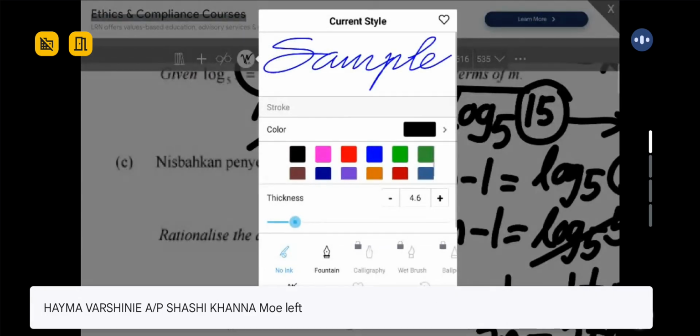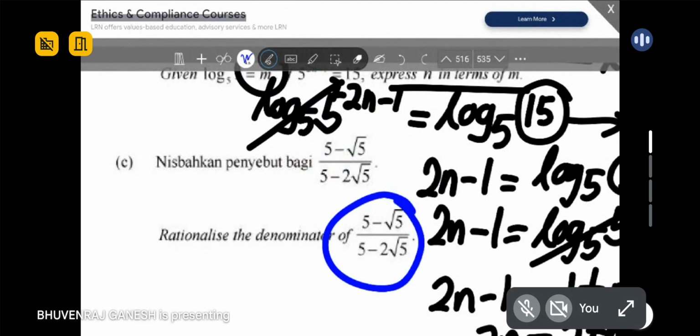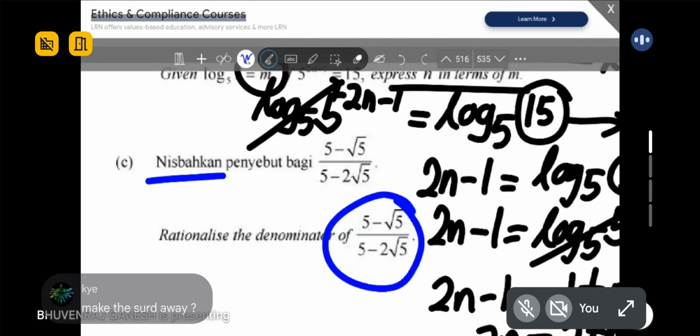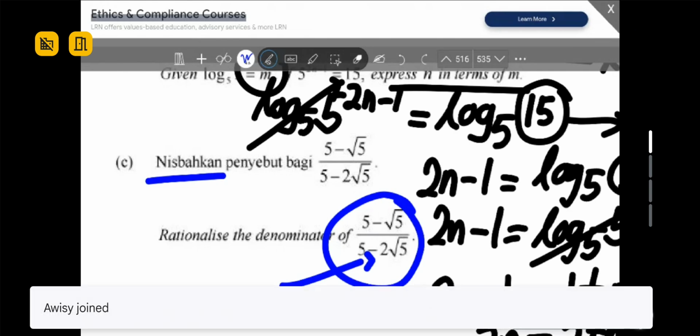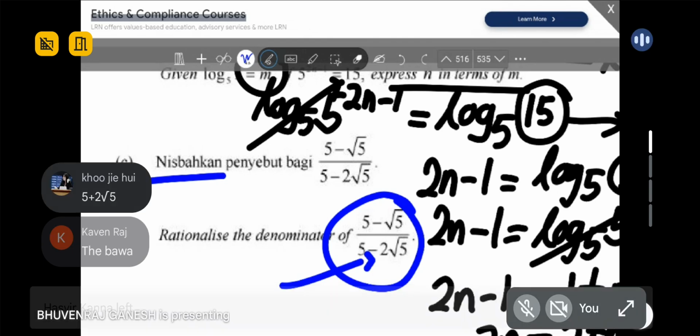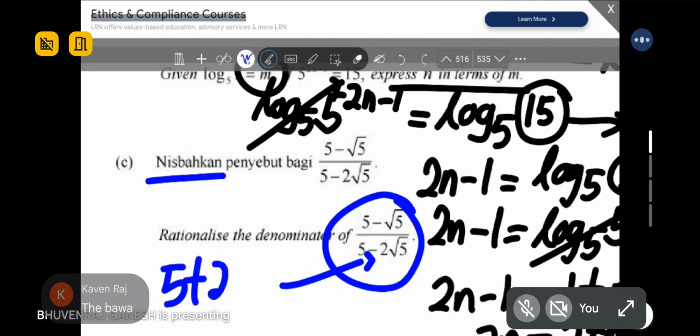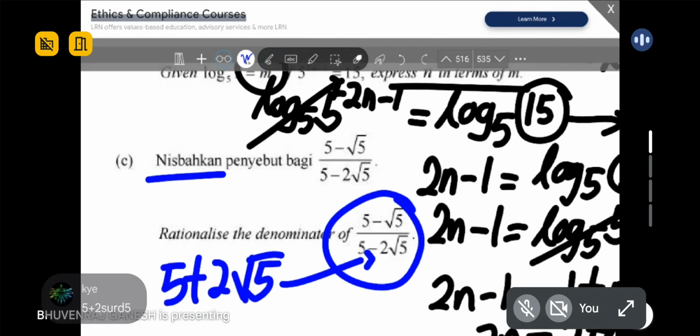So next question, they ask you to rationalize this, guys. So how do you rationalize it? Nisbahkan. So you need to use the concept of conjugate surd. So tell me, what is the conjugate surd for this one? Yes, you need to get rid of the surd. That is conjugate surd. Conjugate means opposite lah to your denominator. Bertentangan dengan penyebut. So if minus, become plus. Okay, so you just times with this one.